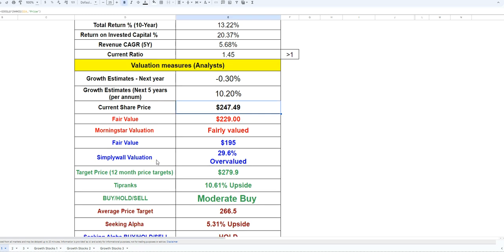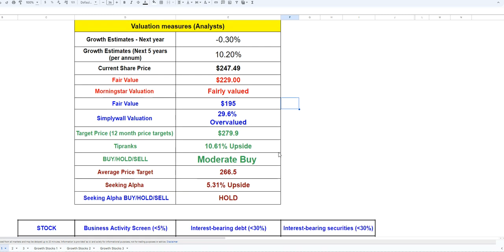According to Simply Wall Street, it's actually almost 30% overvalued. They're saying the price should be $295 per share. Now, according to TipRanks and Seeking Alpha, more or less the same. TipRanks actually thinks there's about 10% upside from where it is and rates it a moderate buy. And Seeking Alpha sees about 5% upside from the current $266 per share, and it's actually a hold from them.